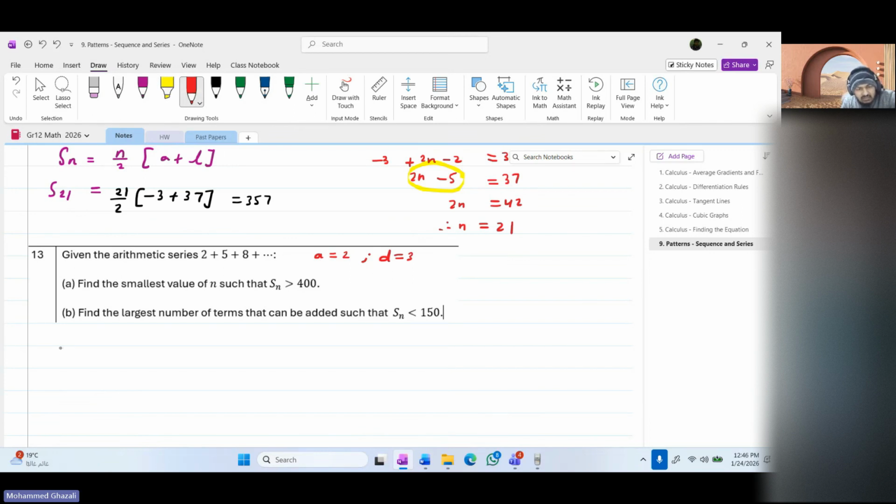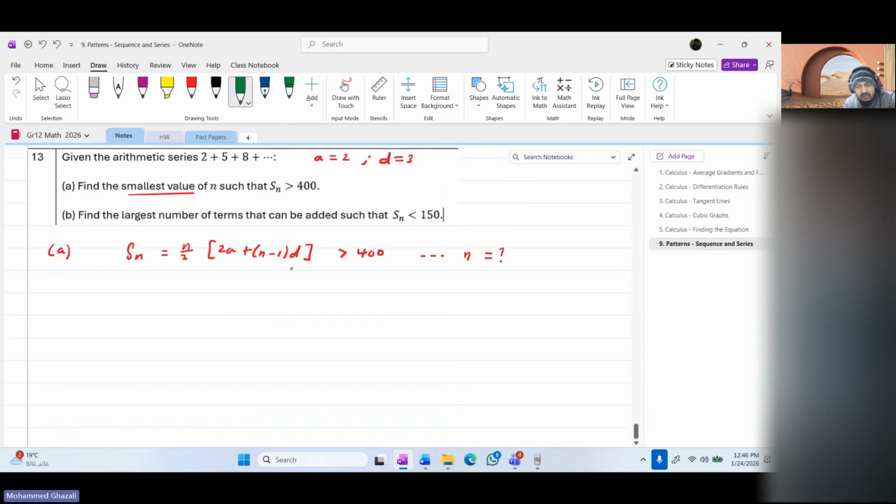Easy. So use your normal Sn formula. We want the smallest value of n such that Sn is greater than 400. Greater than, okay? So we're going to say Sn is equal to n over 2 into, now we don't have the first and last term, so we have to use this formula, 2a plus (n minus 1)d, right? And which must be greater than 400. We are solving for n here, right? Make this into an equation and then substitute one higher value, one lower value, and see which one it is. But I think in this case, you need to round up.